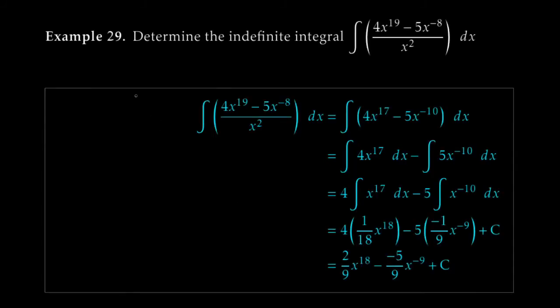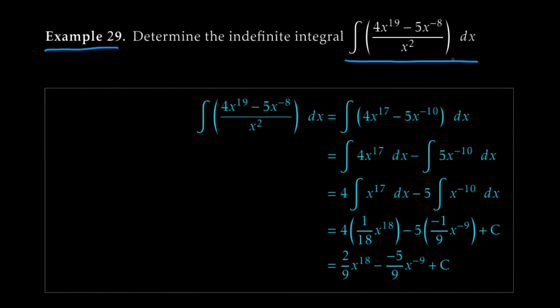Okay, on to another example. Example 29. Here I'm not going to write everything out in full detail myself. I'll save us some time. I've got a little bit of it typed. So example 29. Let's determine the indefinite integral of, whoa, the quantity 4x to the 19th minus 5x to the negative 8th over x squared dx.